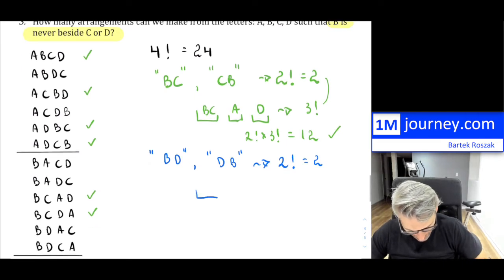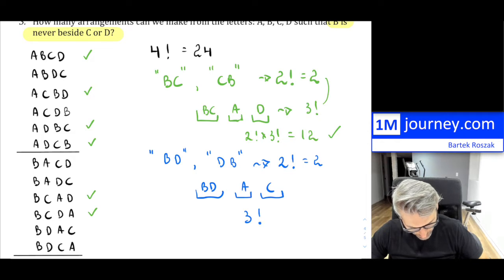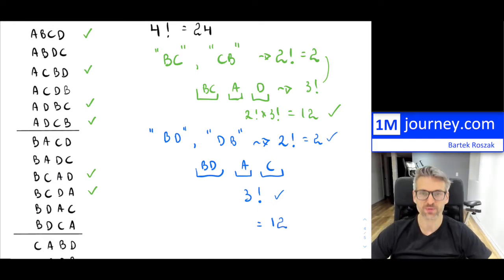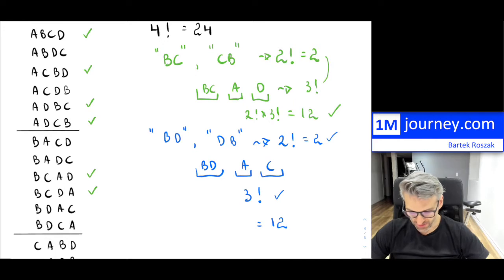And once again, how many ways can I rearrange this? If I group this as 1 unit, then we'll have A and C right here. So these are 3 units, so 3 factorial ways. So again, 2 factorial times 3 factorial. So in total, 12 ways that we would have this. Now let's find them.